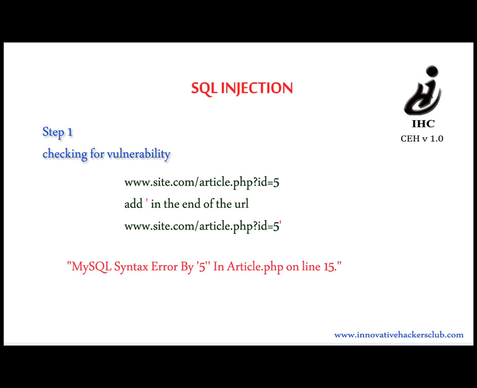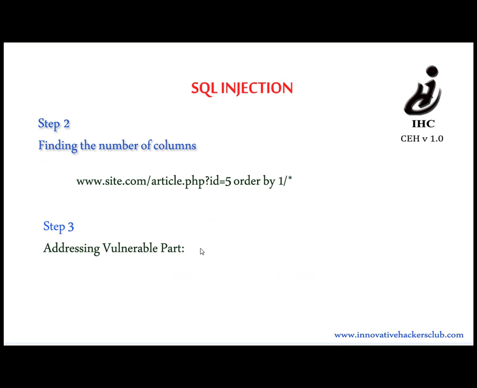The error may be in any form, but it makes us sure that the site is vulnerable. Finding the number of columns. Our next step is to find the number of columns present in the database. For this purpose, we will be using order by at the end of the URL until we get errors.